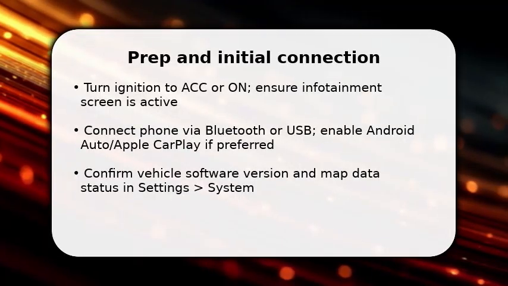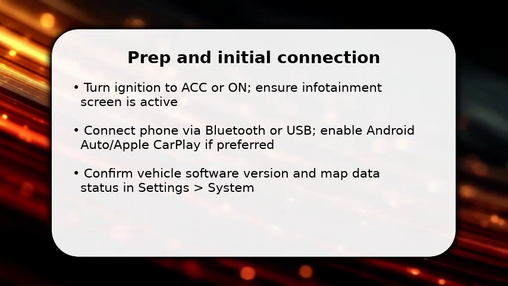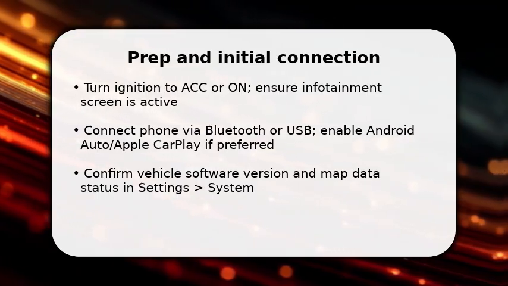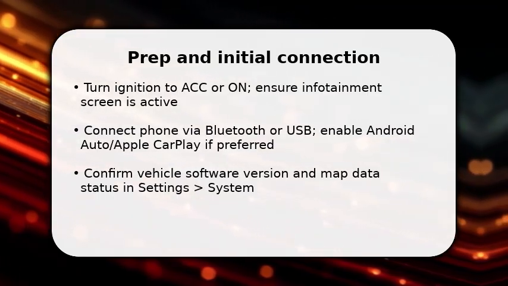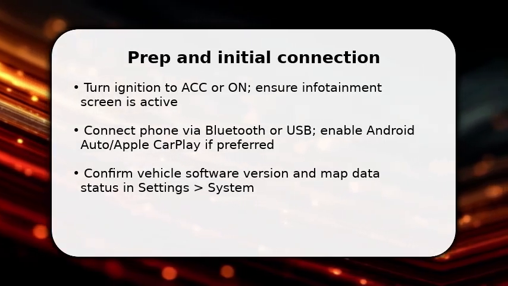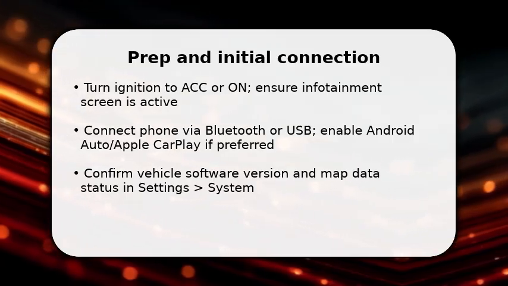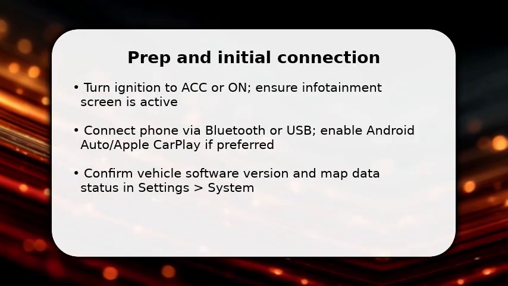You start by powering the vehicle to ACC or on so the display and GPS modules are live. Next, connect your phone with Bluetooth or USB. Once paired, enable Android Auto or Apple CarPlay if you want phone navigation. Make sure the Rav4 system shows current software and map data in Settings system.